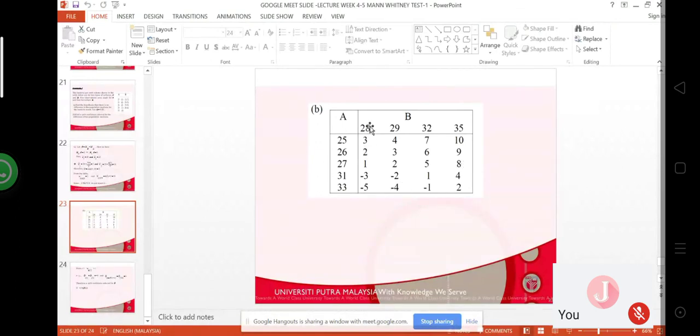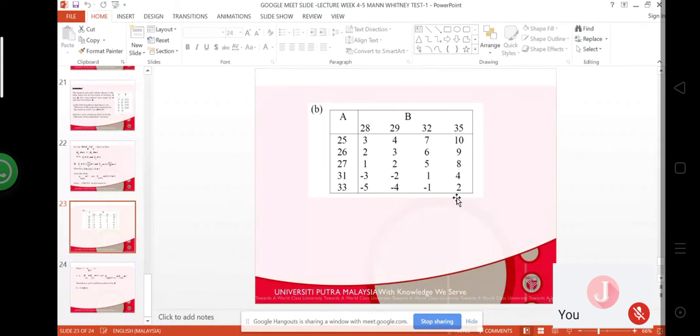How to get this 20? The first observation of the second sample minus the first of the first sample. So 28 minus 25 gets 3. 29 minus 25 gets 4. 32 minus 25 gets 7. 35 minus 25 gets 10. And so on. Very tired, you know, fasting month to talk a lot like this. And the last ones here: 28 minus 33 is minus 5. 29 minus 33 is minus 4. 25 minus 33 is minus 8... So you get all the differences. How many altogether? 4 multiplied by 5.